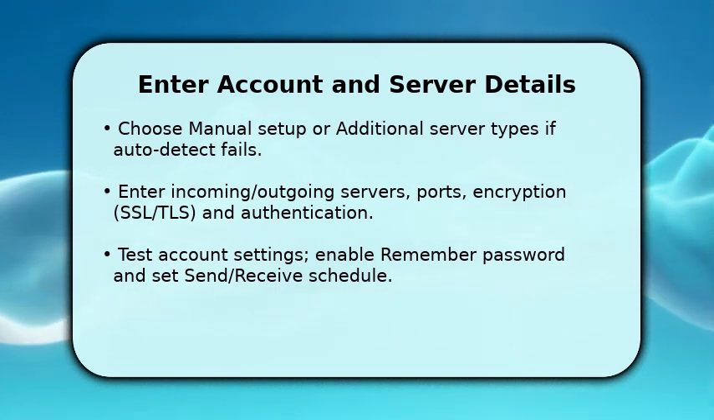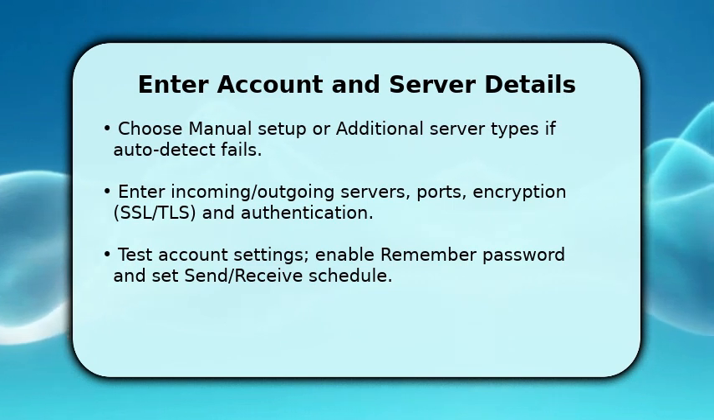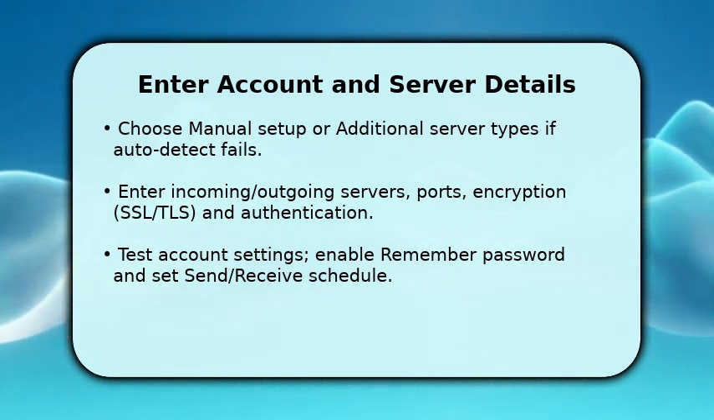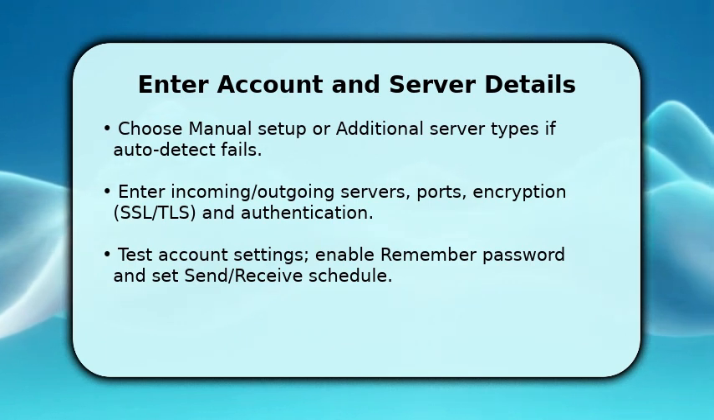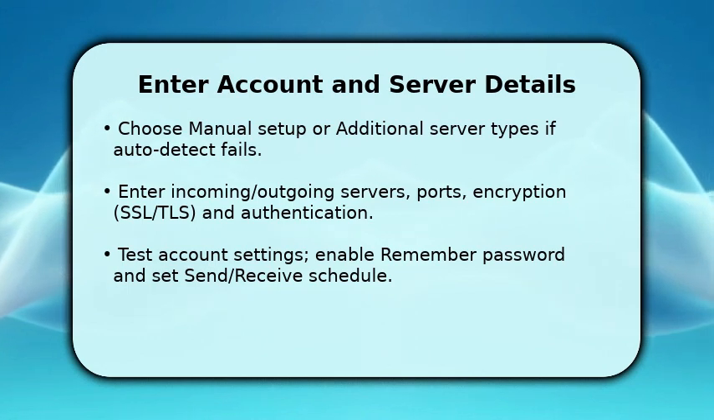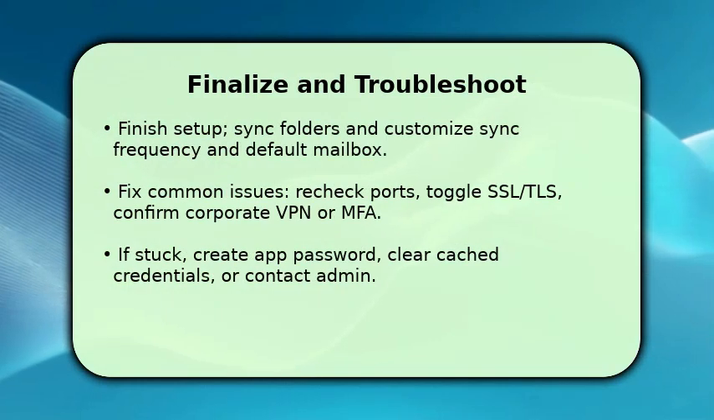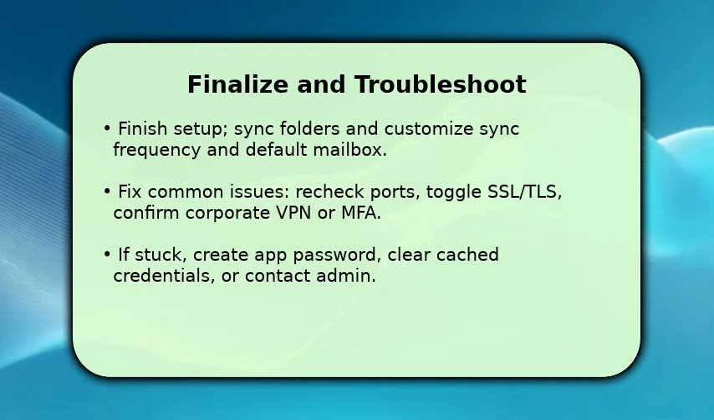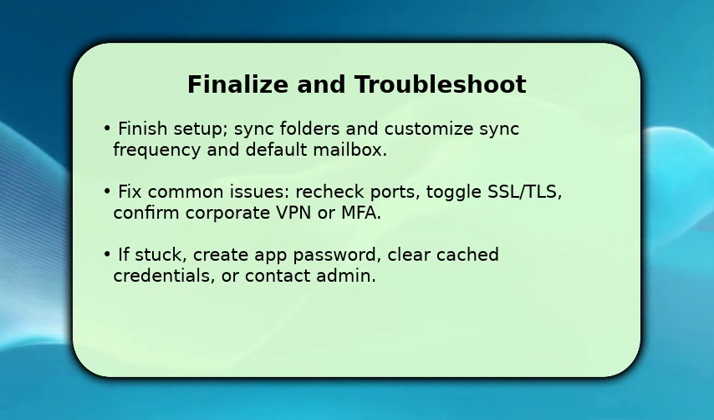After entering credentials and server details, click Test Account Settings. The test verifies sign-in and SMTP. Once green, make sure Remember Password is checked for seamless use. Finish by clicking Next and then Done. Outlook will download your mail and sync folders. Make sure the folder hierarchy appears and send a test message to confirm outgoing mail.